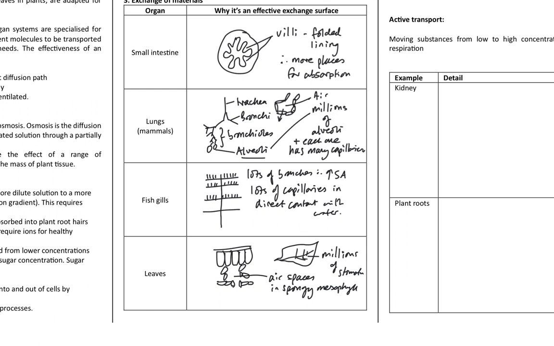So yes, air space is in the spongy mesophyll, therefore fast diffusion of gases. When I say gases, they want CO2 for photosynthesis. Yeah, so it's easy for the gases to get in because there's loads of stomata, and it's easy to get to the palisade cells because there's loads of stomata, and it's got a nice, easy air passage to get there.